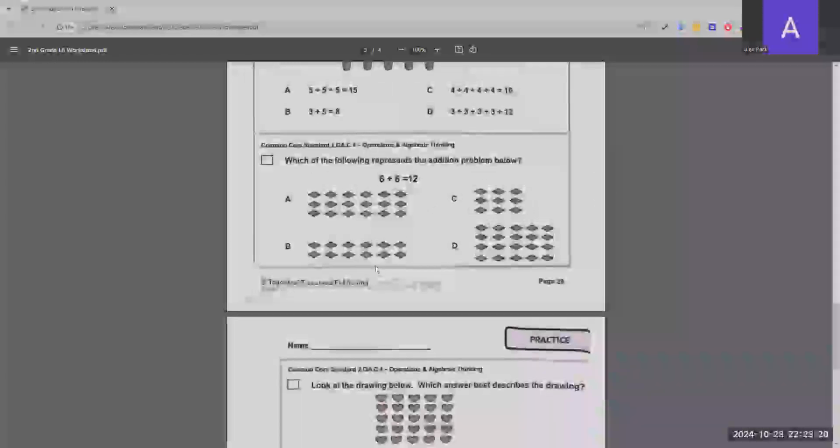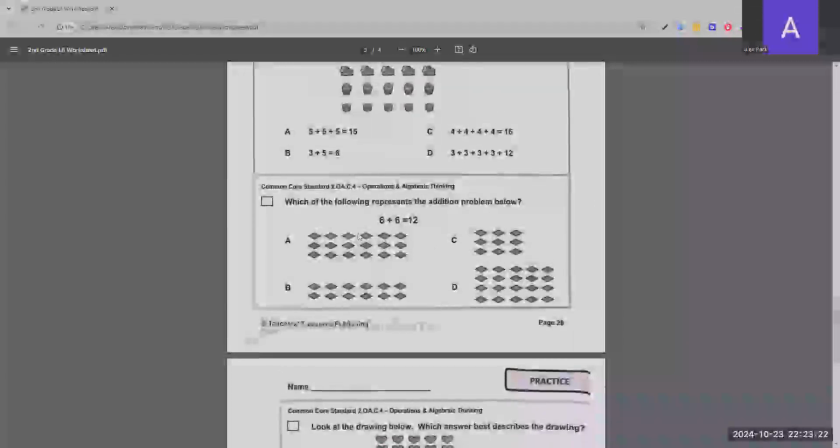Okay, last problem. Which of the following represents the addition problem below? 6 plus 6 equals 12. So there needs to be 2 rows and 6 columns. This one has 3 rows, so that's wrong. C has also 3 rows, so that's wrong. And D has 4 rows, so that's incorrect as well. B is the only one with 2 rows and 1, 2, 3, 4, 5, 6 columns. So this one is B.